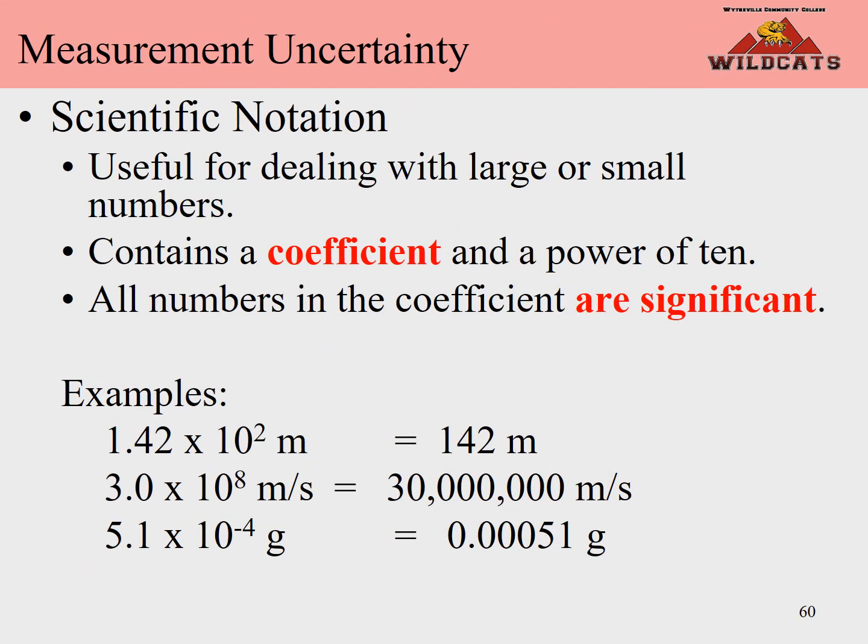So again, scientific notation is useful for dealing with large or small numbers, which is probably what you've been told about in the past. It contains a coefficient and a power of 10. But the cool thing is, if written correctly, all the numbers in the coefficient are significant. So everything before the multiplication sign is considered to be significant.